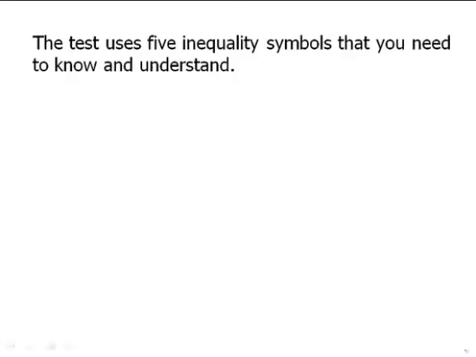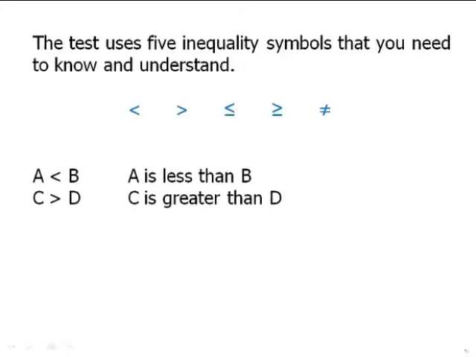The test uses 5 inequality symbols that you need to know and understand. These are the 5 inequality symbols. So let's talk about these. First of all, the less than and greater than symbols. A is less than B, C is greater than D. First thing I'll say is that it might be helpful to remember these by thinking about them as the jaws of something like a crocodile. In other words, it's open toward the bigger thing. The crocodile's hungry, so it wants to eat the bigger thing. That's a wonderful little trick that they teach little kids, but it can be very helpful actually if you have any confusion between these two symbols.